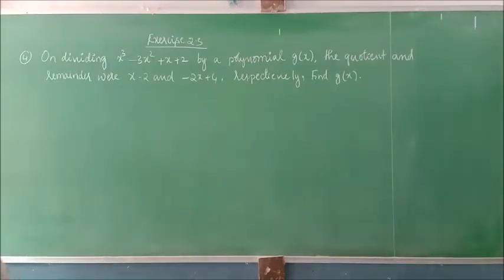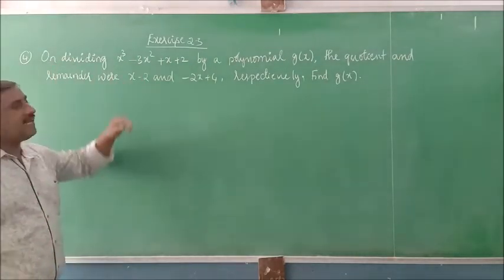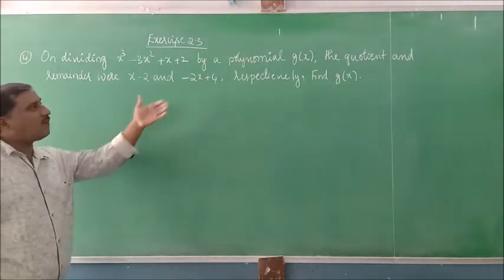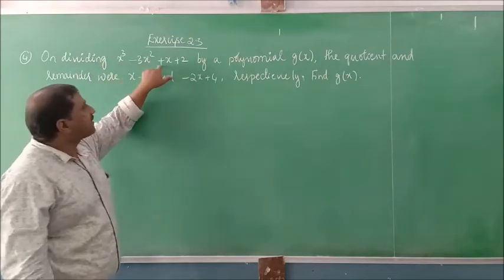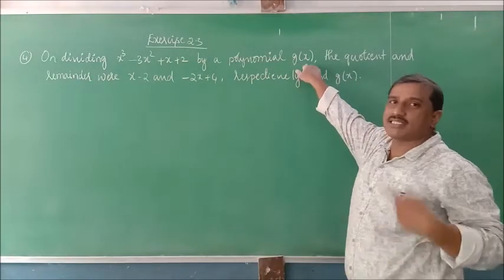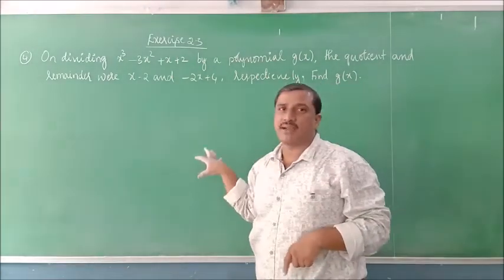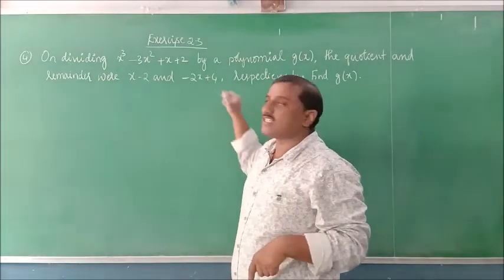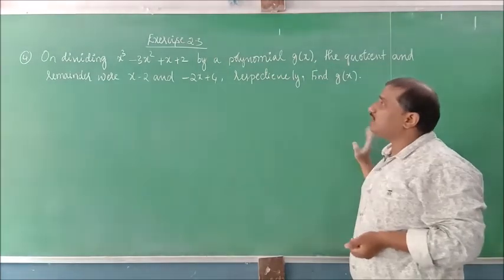Now we will discuss exercise number 2.3, the fourth bit. On dividing x cube minus 3x square plus x plus 2 by a polynomial g of x, the quotient and remainder are given as x minus 2 and minus 2x plus 4 respectively. Find g of x. We are given x cube minus 3x square plus x plus 2. This polynomial is divided by g of x. We don't know what g of x is, and we need to find it.